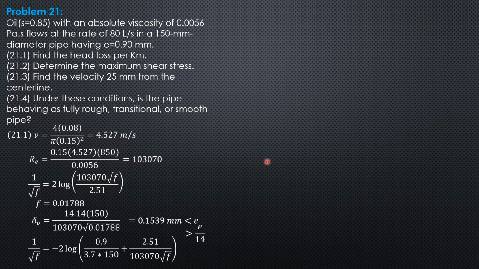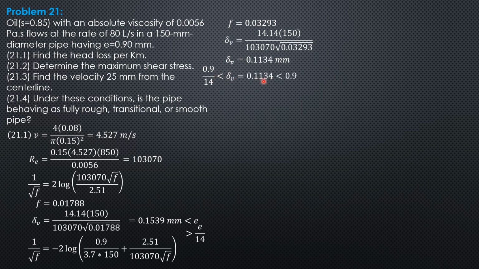So solving for F using your high-tech calculator, it is 0.03293. Then recompute the thickness of the viscous sublayer to verify if it is in this range. 14.14 times 150 over 103,070 times square root of 0.03293. So the thickness of the viscous sublayer is 0.1134, and still this is less than E but greater than E over 14. So E over 14 is less than the thickness of the viscous sublayer, which is equal to this in mm, and less than E, which is 0.9.